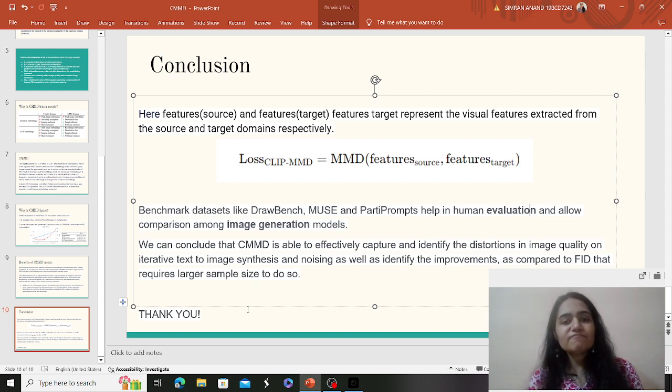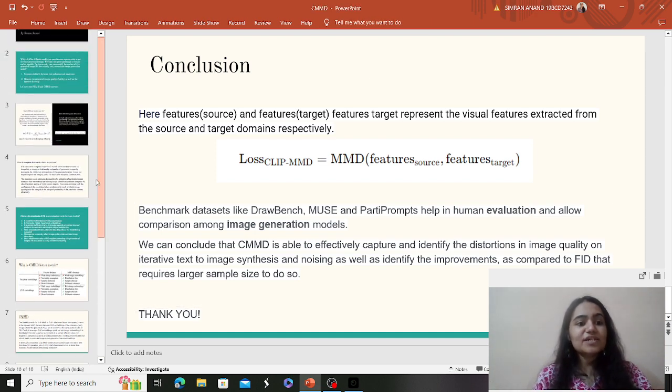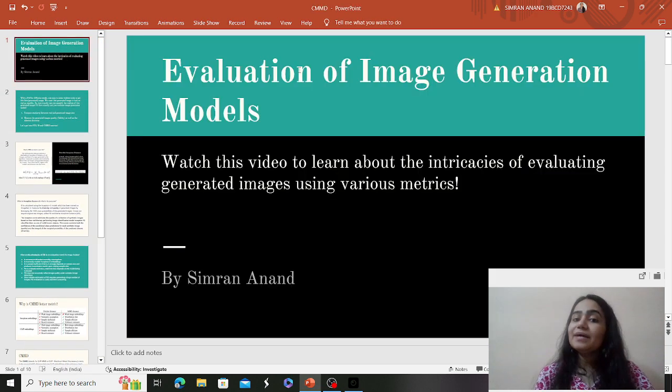So FID also is fine. You can use FID for large image sample sets, that is, if the sample size is high. If you have more images in your data, you can go with FID. But then I would say the most reliable metric of all is CMMD. So CMMD wins the evaluation game right now, right? That's all about this interesting evaluation concept of image generation models.